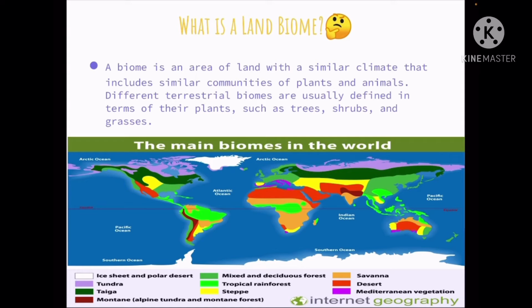Here in the following photo, we have a picture of the world's main biomes, which are tundra, taiga, montane, alpine tundra and mountain forest, steppe, tropical rainforest, mixed and deciduous forest, savanna, desert, and Mediterranean vegetation.